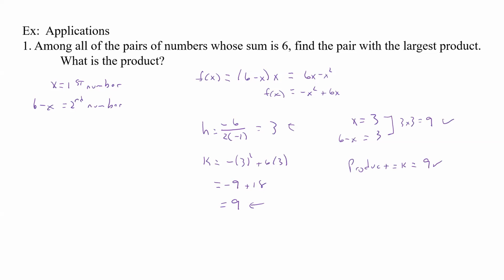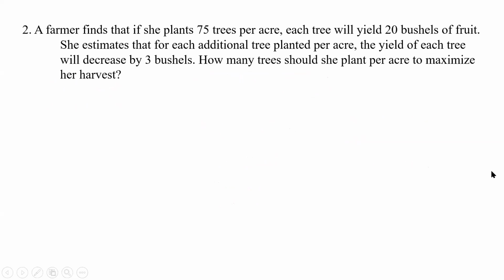All right, so one last one I think we have here, and that's going to be with trees. It says a farmer finds that if she plants 75 trees per acre, each tree will yield 20 bushels of fruit. She estimates that for each additional tree planted per acre, not above 75, but just each tree she plants per acre, the yield of each tree will decrease by 3 bushels. How many trees should she plant per acre to maximize her harvest?